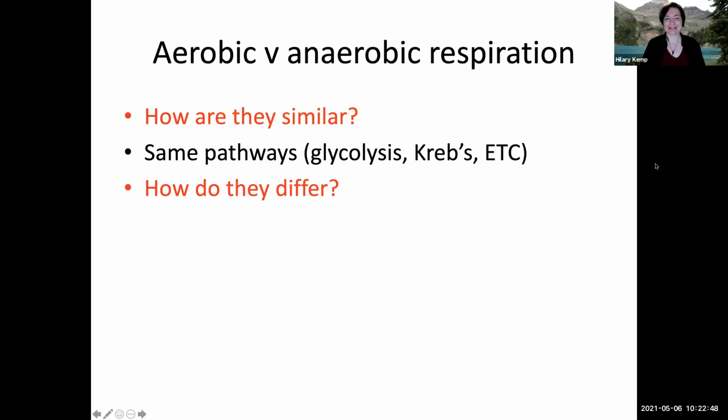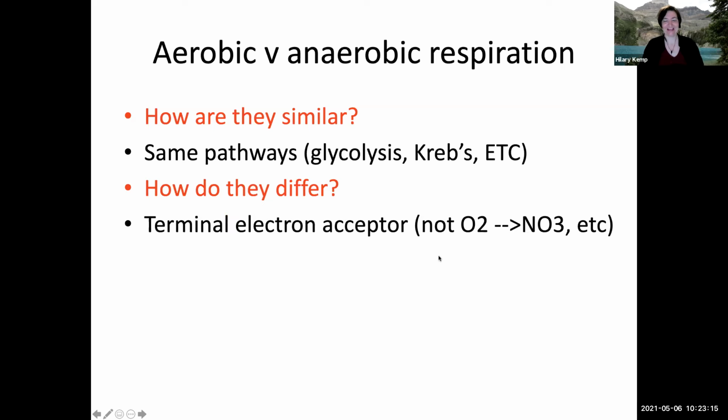Yes, so it's in the terminal electron acceptor, the last man on the totem pole at the end of the electron transport chain. The last guy hands off the electrons to someone. That is the terminal electron acceptor. And that's oxygen in aerobic respiration, and it's not oxygen in anaerobic respiration. Some people abbreviate terminal electron acceptor as TEA, like the drink. The T is different. I like that.